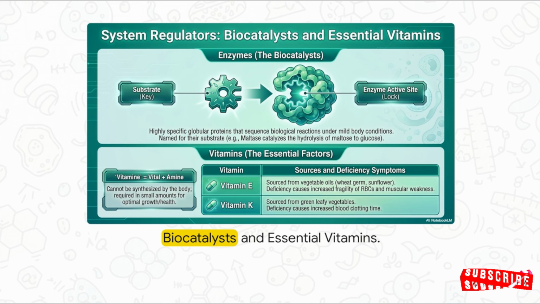For example, vitamin E, sourced from grocery items like sunflower oil or wheat germ, is needed to prevent increased fragility of red blood cells and muscular weakness. Or vitamin K, which you get from green leafy vegetables and is completely essential for proper blood clotting.